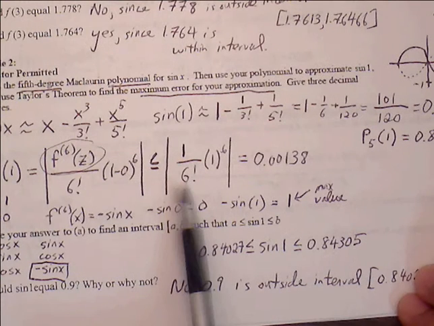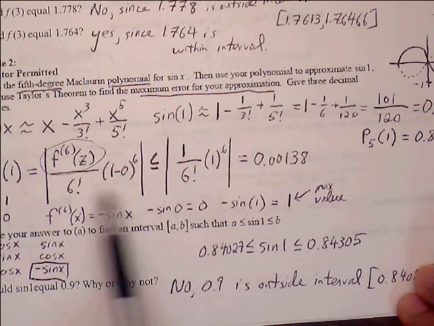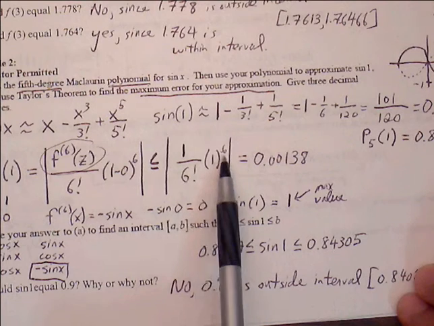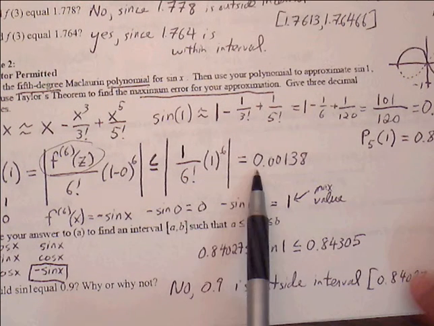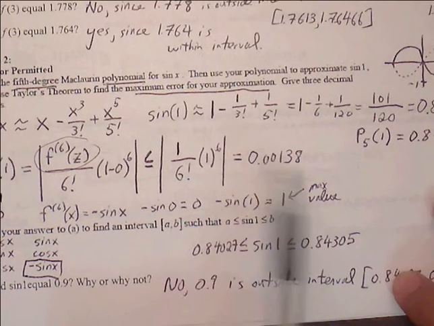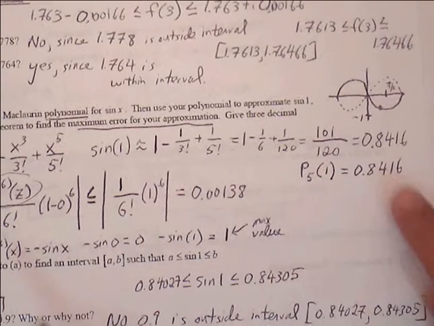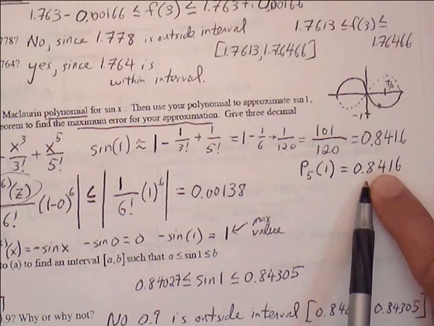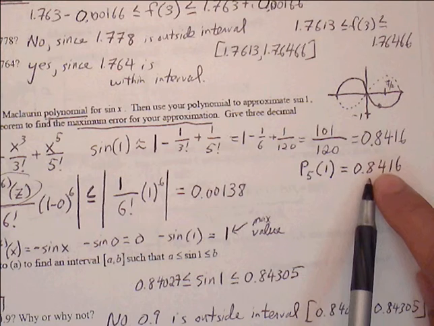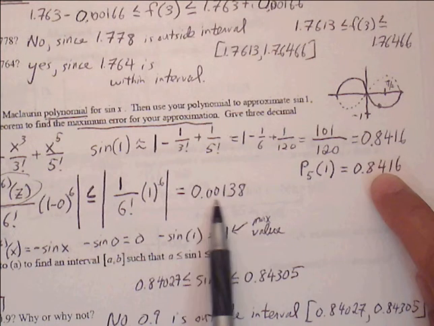And then we're going to just evaluate the rest of this. 6 factorial, plug in the calculator. 1 to the 6 is simply 1, so 1 over 6 factorial is 0.00138. So this approximation cannot be off more than this error.